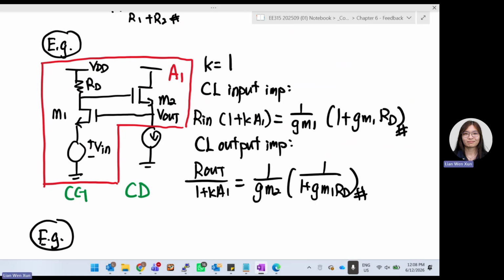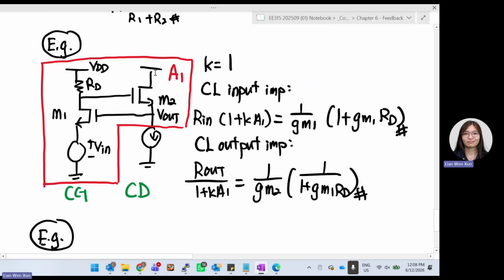This example is a little bit special. We know the left-hand part is common gate because input is at the source, output is at the drain. But the second part of it is common drain, because the transistor is getting input from the output of my common gate. So input is at the gate, output is at the source, and drain is at VDD. So this is common drain.